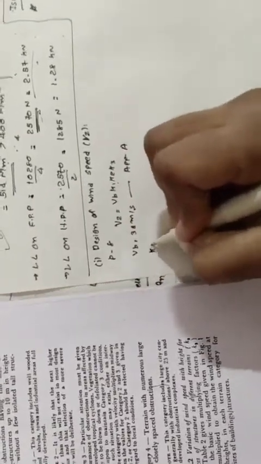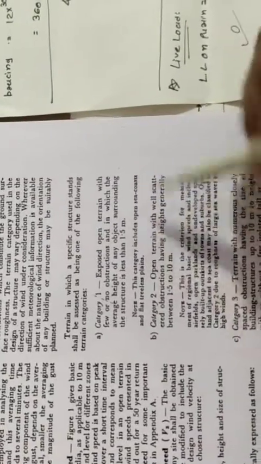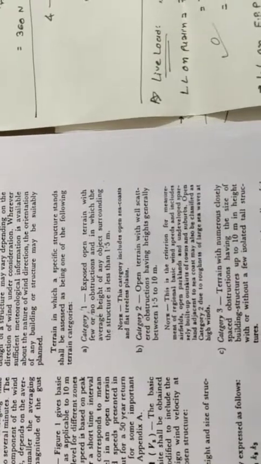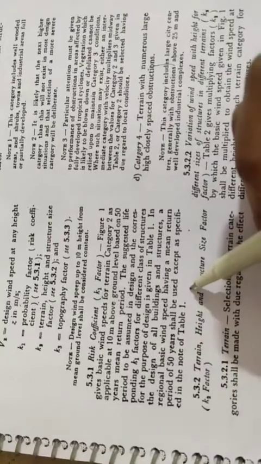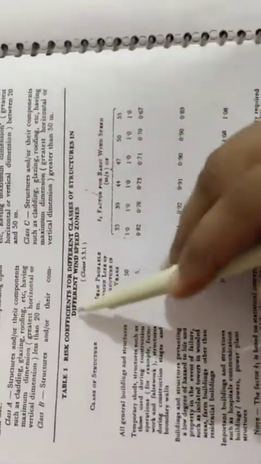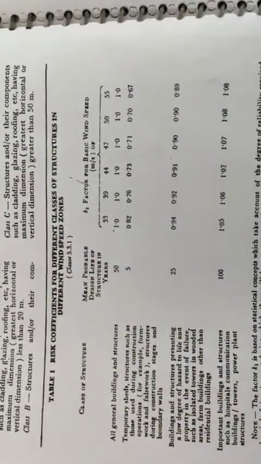Here, what is the meaning of K1? K1 is the probability factor, which is described in 5.3.1, right? K1 is the risk coefficient, which is given in Table number 1, on page number 11. Table number 1 gives the risk coefficient for different classes of structure, right?